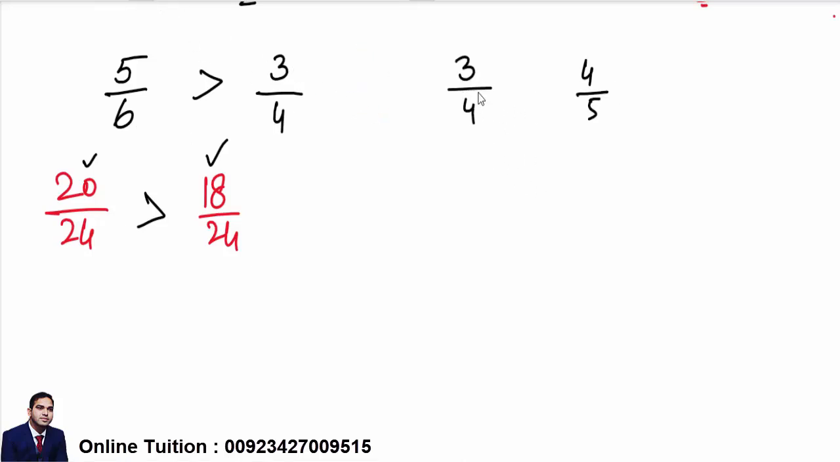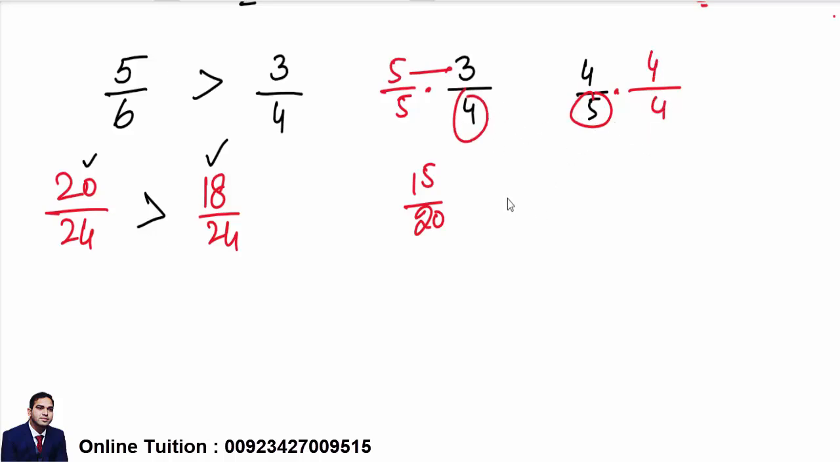This is another question, 3 over 4, 4 over 5. First of all, we have to find the common denominator. For this, multiply and divide this fraction by 5, so 5 over 5. It becomes 5 3s are 15 over 20. And this will be multiplied by 4, 4 multiply and 4 divide. So this is 4 4s are 16 over 20.